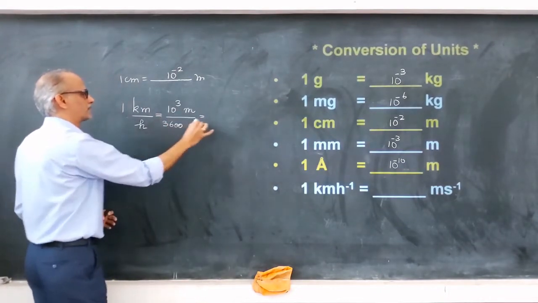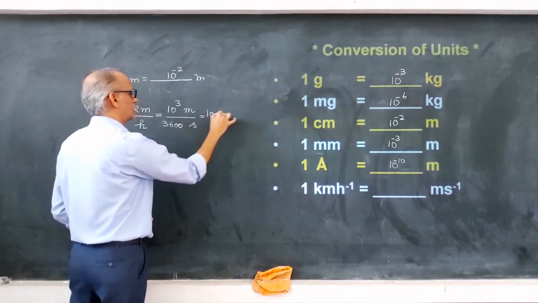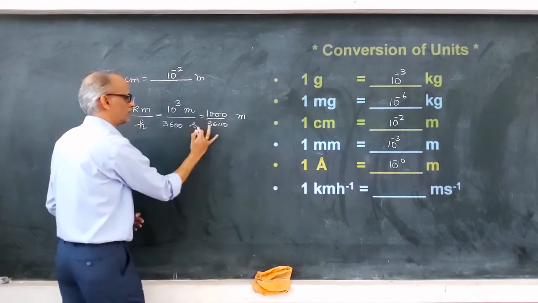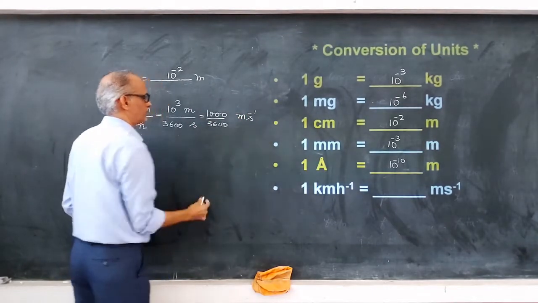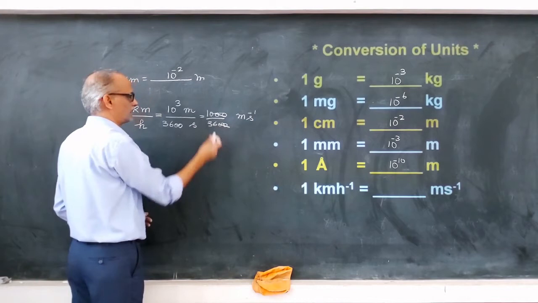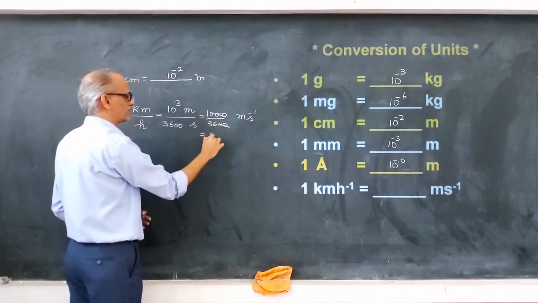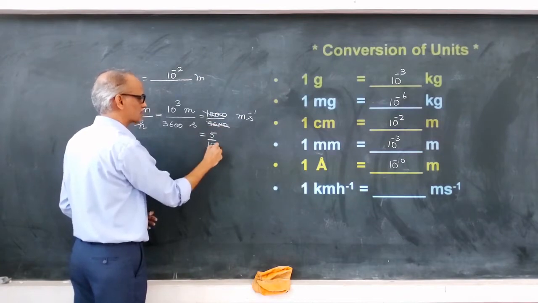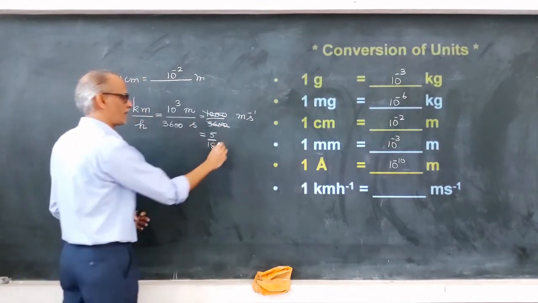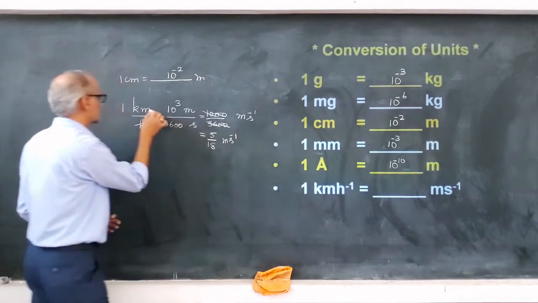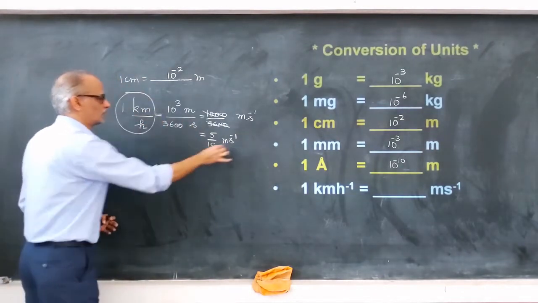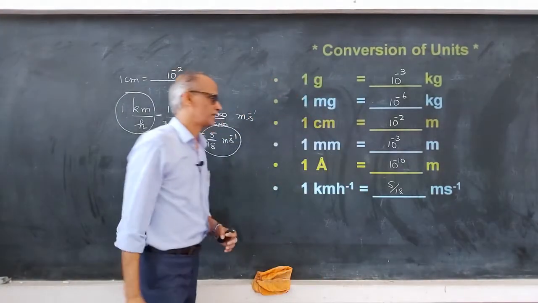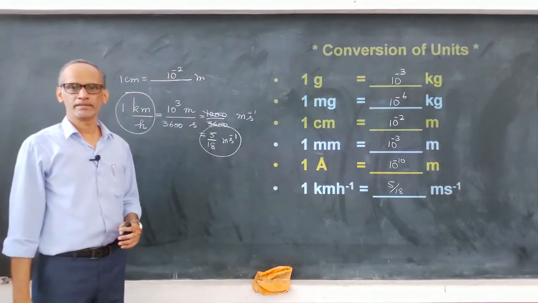Now 10 to the power 3 is nothing but 1,000, divided by 3600 meter per second. 2 zeros will get cancelled. I can further simplify by 2. This is 5, 2 5s are 10, and 2 18s are 36. So whenever there is a conversion from kilometer per hour to meter per second, multiply by 5 by 18.